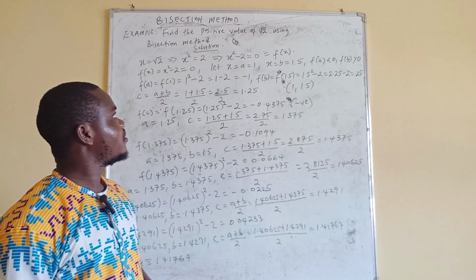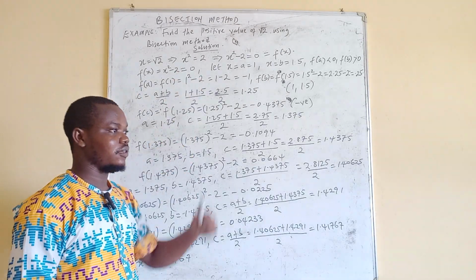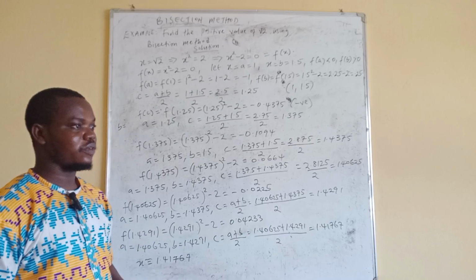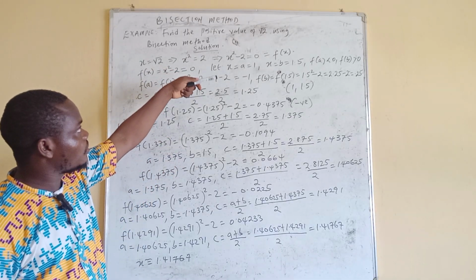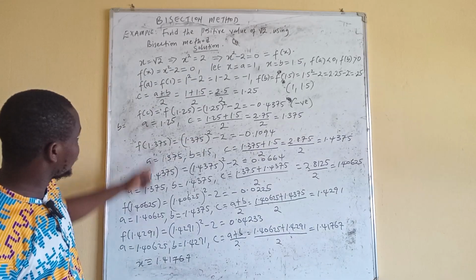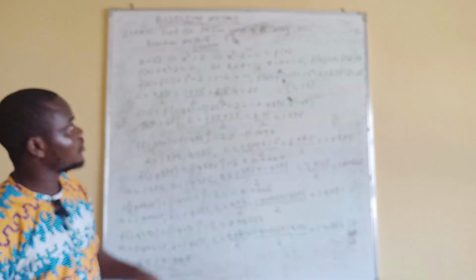Now we'll be looking at the bisection method, how to find the root of an equation using the bisection method. Now, find the positive value of root 2 using the bisection method.